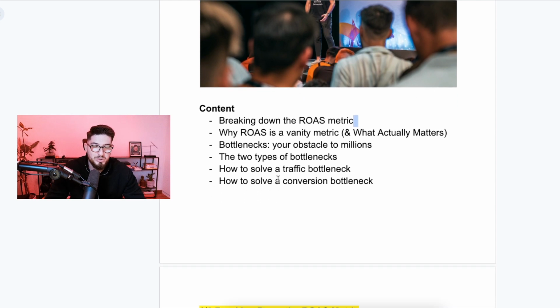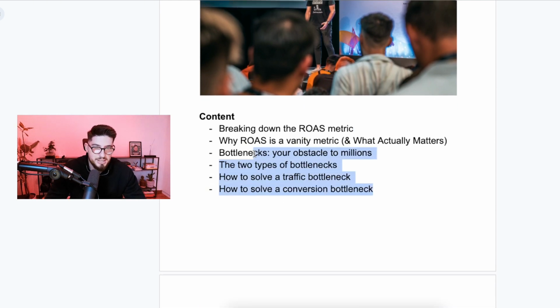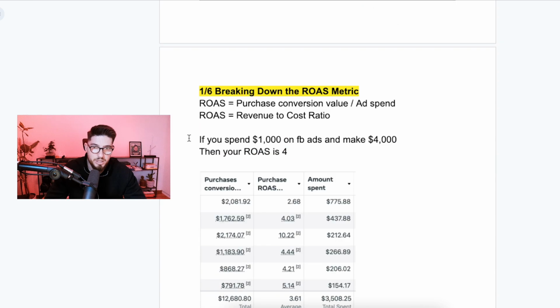And so in order to deliver that in a proper structure, this is the content format we're gonna follow. First things first, breaking down the ROAS metric, a quick explanation of the metrics behind this metric, which in reality is not even a metric. Why ROAS is a vanity metric, what actually matters. Finally, bottlenecks, your obstacle to millions, and from there we see the two types of bottlenecks, and then how to solve a traffic bottleneck and how to solve a conversion bottleneck, and I'll give you a couple of real life examples on each of them. So let's get straight into it.